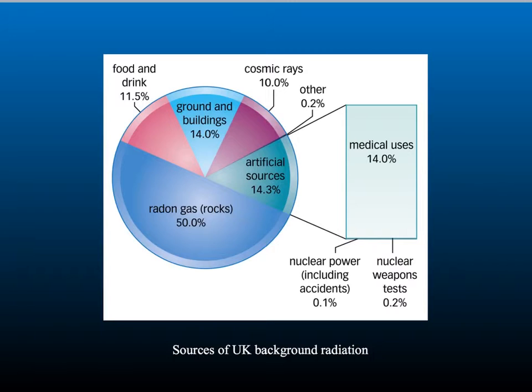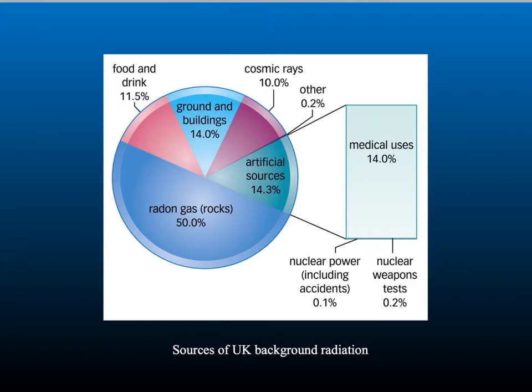Your exposure to radiation depends on where you live and, for example, the nature of your job. Different parts of the country have different levels of background radiation, and an airline pilot or someone working in a hospital can receive a higher dose than other people.